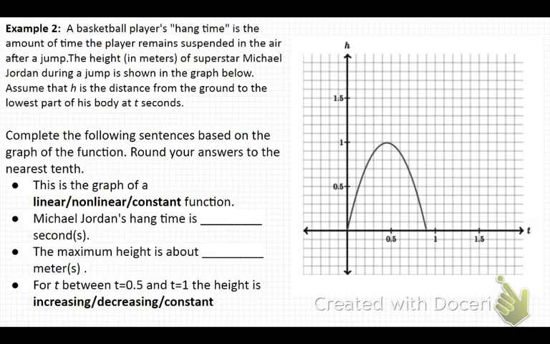Okay, we're going to look at the second page. Or sorry, second example, second slide. It says a basketball player's hang time is the amount of time the player remains suspended in the air after a jump. So if you look at that diagram right there, pretty much what it's saying is I start, then I jump, I hit a height, and then I come back down to the ground, right? So I don't know how you guys learned this in IM2, but when I used to teach it, when we did parabolas and factoring and maximum and minimum and stuff, I tried to use real life scenarios.